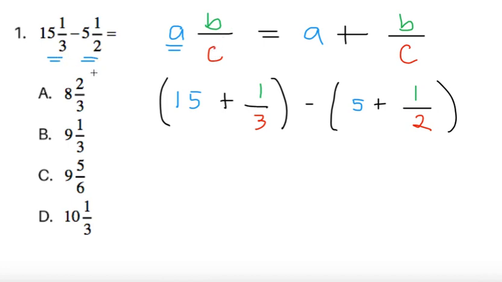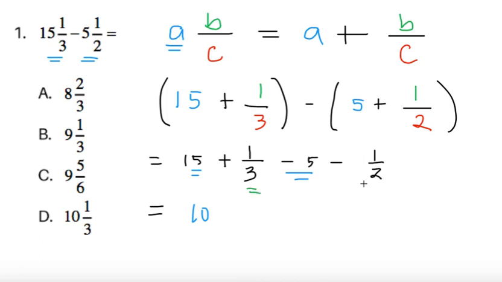So 15 and 1/3, I can write it as 15 plus 1/3. And 5 and 1/2, I can write as 5 plus 1/2. So all I have to do is simplify this. I'll have 15 plus 1/3, and then distribute the sign for the second expression, minus 5 minus 1/2. The 15 and the 5, I can combine them. 15 minus 5 is going to be 10. So I'll have 10 so far.